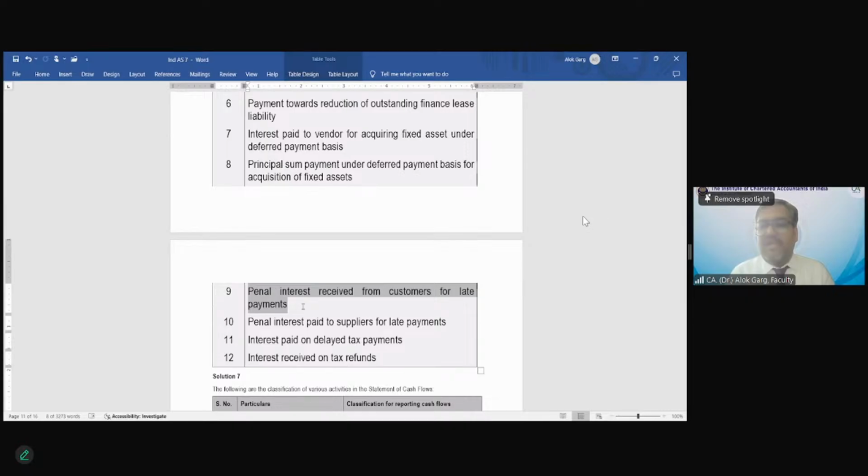Correct. So likewise, this penal interest which is received from the customer for late payments of credit card will be an operating activity, right? So penal interest received from the customer is an operating activity.